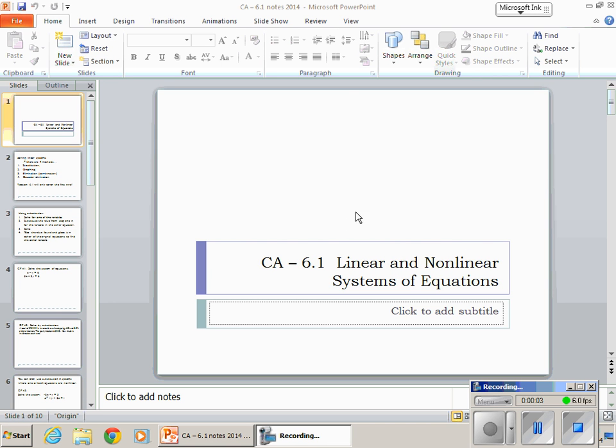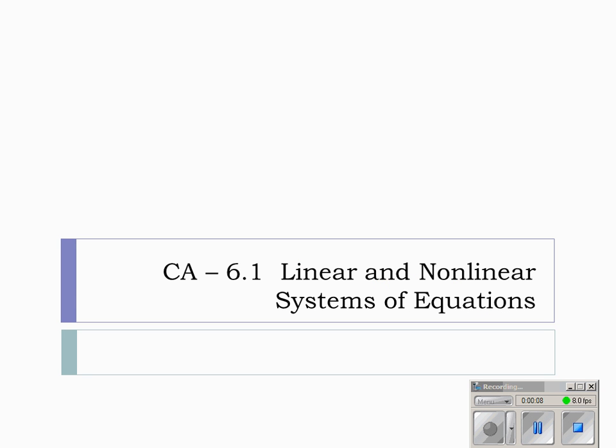This lesson is for Chapter 6, Section 1. So everybody open up a new section of their notebook, and we'll get this one started.